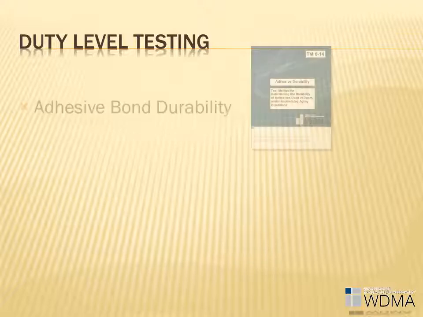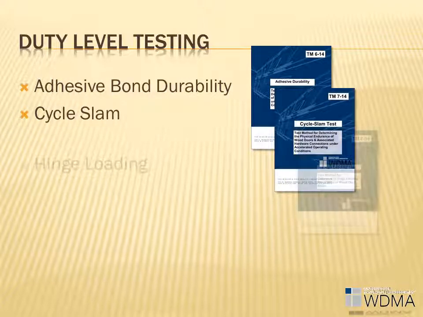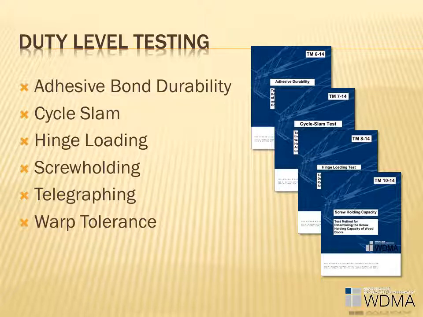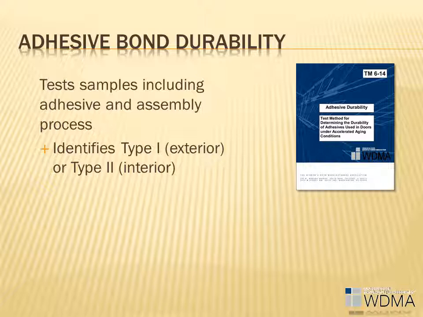Seven performance attributes and applicable test methods classify a wood flush door and its construction into the various levels. These include adhesive bond durability, cycle slam, hinge loading, screw holding, telegraphing, warp tolerance, and squareness. For adhesive bond durability, WDMA TM6 determines the performance of adhesive bonds for doors under accelerated aging conditions.